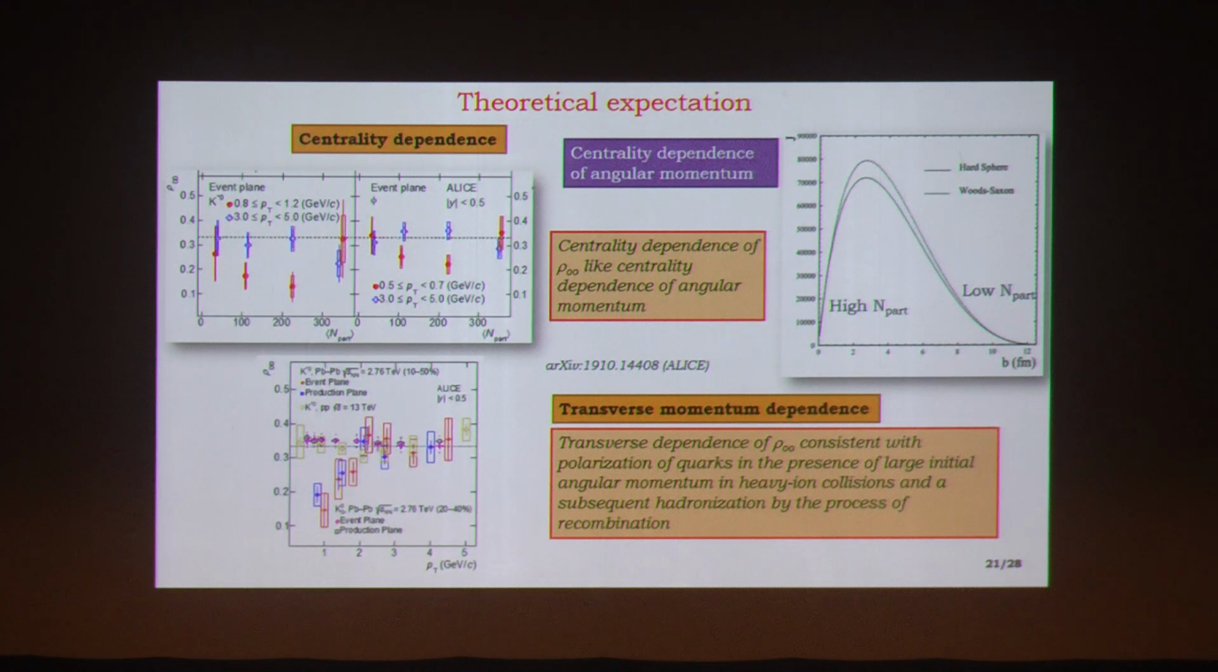If the picture is that there is polarization of quark in presence of large initial angular momentum, and subsequent hadronization is through recombination process, then that's what we observe, that at high PT they tend to be 1/3, and then there are deviations at the level of 2 to 3 sigma at low momentum.